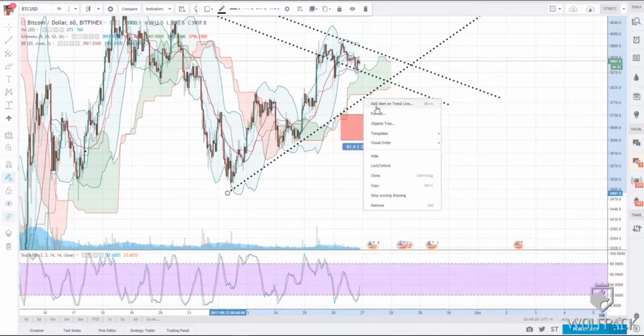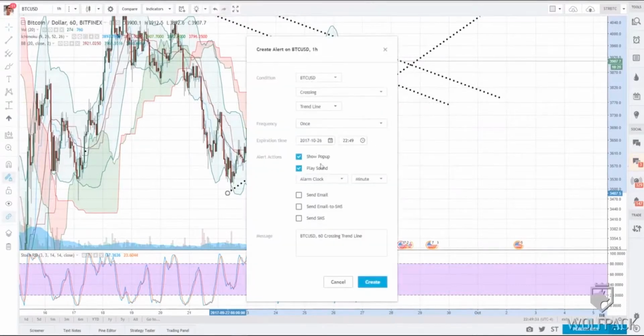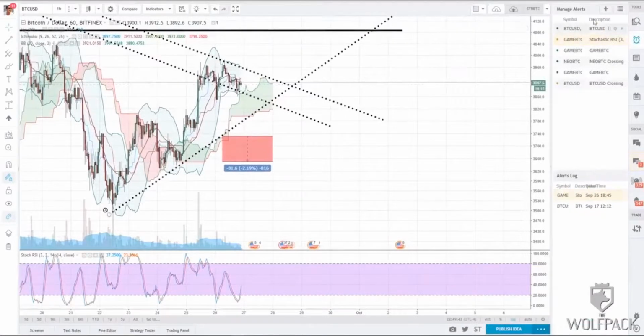So on the trend line, like add alert on trend line. Look at that. You don't even have to put an actual price. Add alert on trend line. Awesome. When it's crossing, it does a loud sound for a minute, wakes me up, ruins my sleep. I love it. Boom. Alert added. And where's it at? I think this is it right here. There you go, crossing trend line.